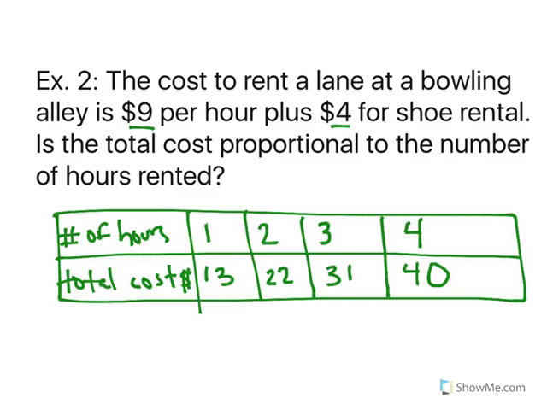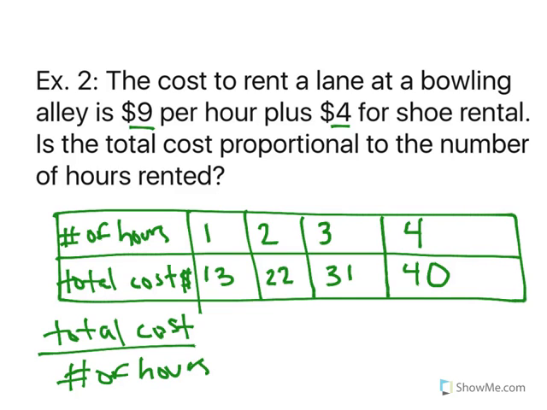Again, we're going to take the total cost and divide it by the number of hours. The only reason I'm doing it in this order is that we take the bigger number divided by the smaller number to make the numbers work out nicer and avoid decimals. You can go number of hours divided by total cost, but you'll get decimals and it'll be harder to divide. Let's make things easy for ourselves. 13 divided by 1 is 13. Let's see if we get a pattern. 22 divided by 2 is 11.